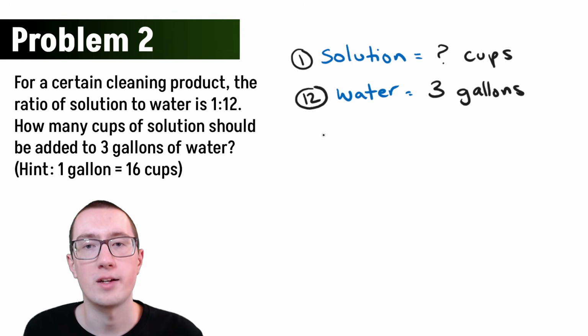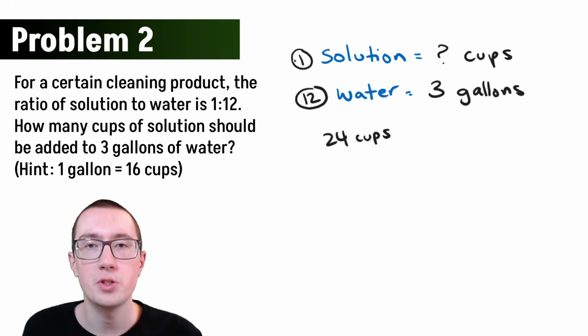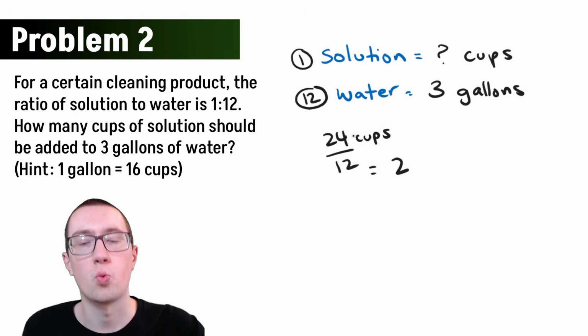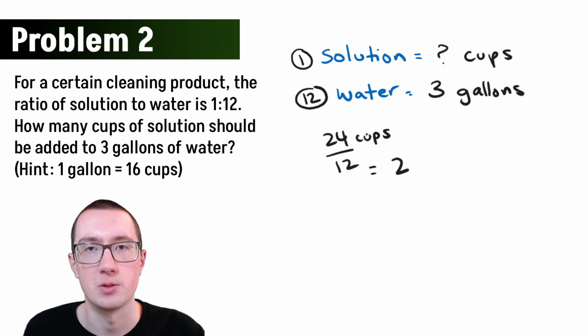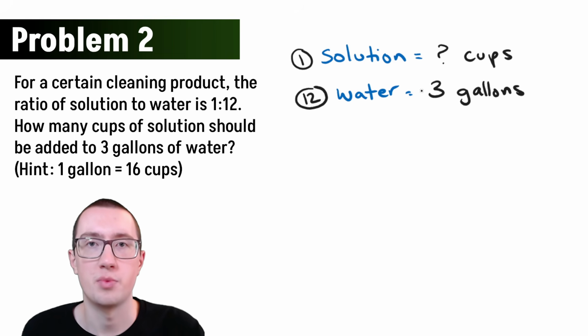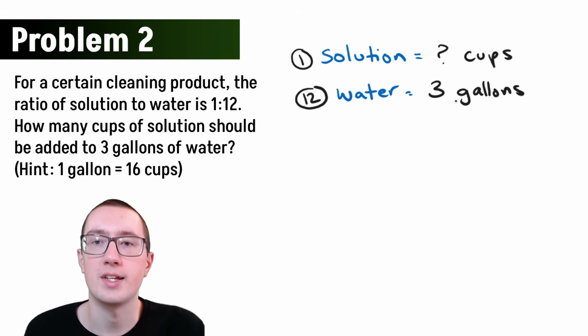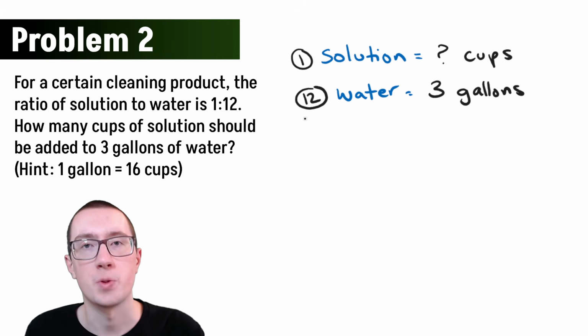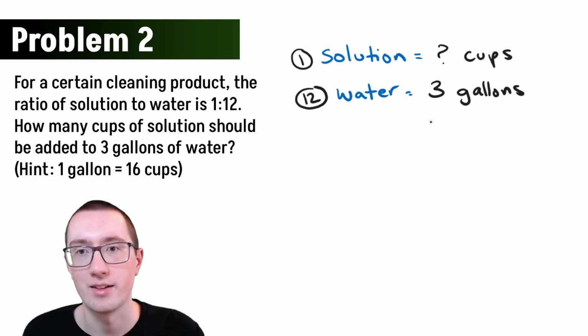So for example, if you had 24 cups of water, then if you wanted to find out how much solution there is, well, we could just divide by 12, and 24 divided by 12 is 2. So then 24 cups of water means 2 cups of solution. So we could just do that with this, but there's one problem, and that is that this is in gallons. So for this to make any sense, we need to switch the 3 gallons into cups. So it gives us a little hint here. It says that 16 cups is equal to a gallon.